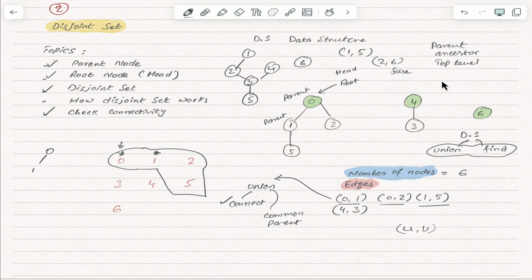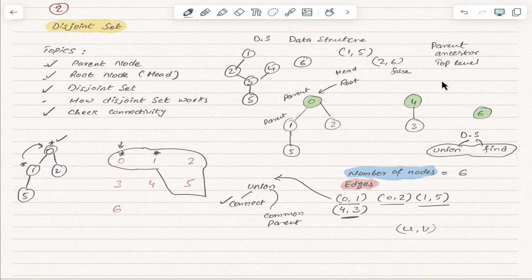0 and 1 were being connected, and 0 was made the parent. And then 2 and 0 are connected, and again 0 is made the parent. And then 5 and 1 are connected, and 1 is made the parent. And 1 says 0 is my parent. So indirectly 0 is a parent of 5.